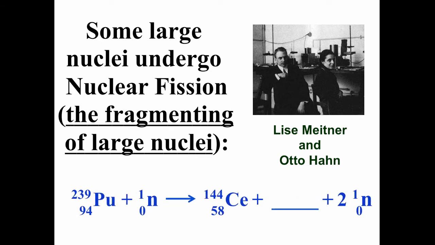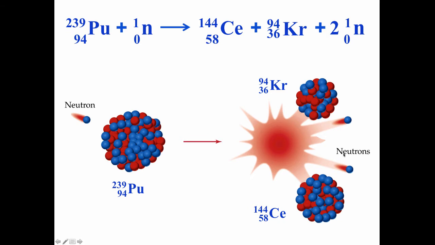Here is a sample example of nuclear fission, where a plutonium nucleus is hit with a neutron, and it breaks apart into a cerium nucleus, a krypton nucleus, and two neutrons. And you should double check that the mass numbers add up to the same on both sides of this equation, as do the atomic numbers. And these are Lise Meitner and Otto Hahn, who were two of the scientists who first discovered nuclear fission.